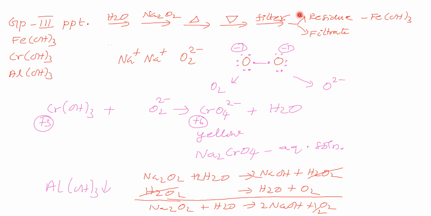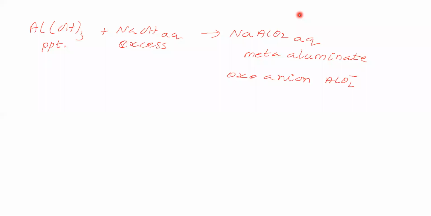Okay. Now how to analyze the residue and how to analyze the filtrate, that we'll see. Now we will go for analysis of the residue. The residue contains Fe(OH)3. How to analyze this residue, we'll see. To this residue, we are adding dilute HCl.